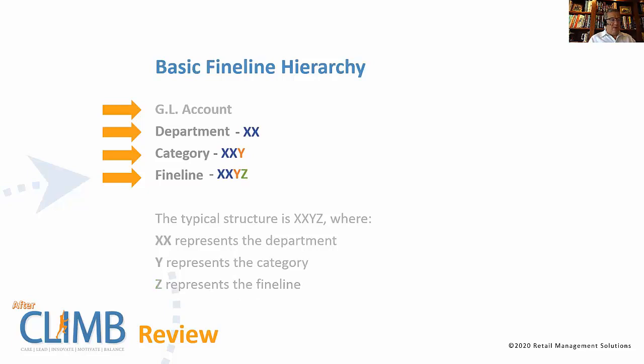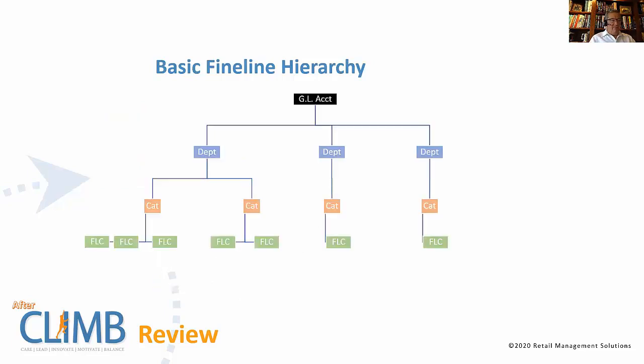And if you look at it graphically, if we look at this from a flow chart, you'll see that we have the general ledger accounts. I'm just using one, but you'll have multiple general ledger accounts. Then under every general ledger account, there can be multiple departments. And then under every department, there could be multiple categories. In this case, I have two, but you could have 3, 4, 5, whatever. And then under every category, you can have multiple Fineline codes. And so that's the basic structure that we are going to go with.